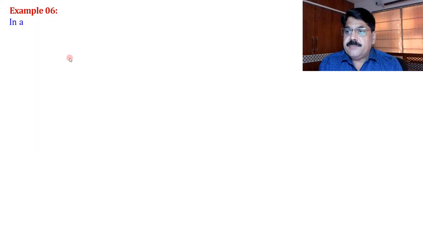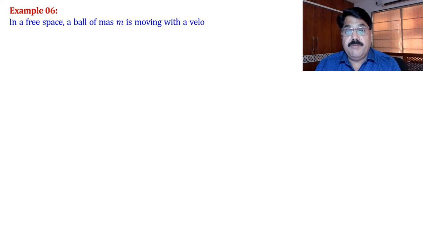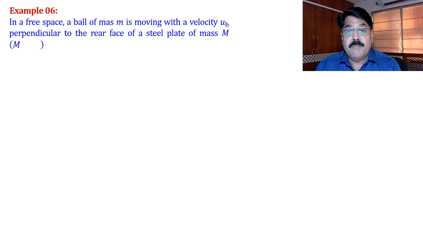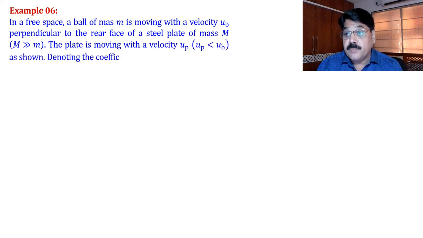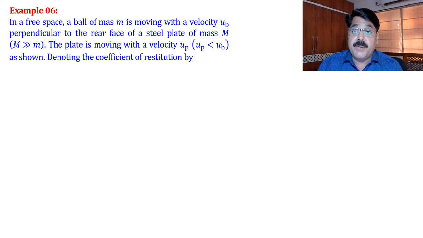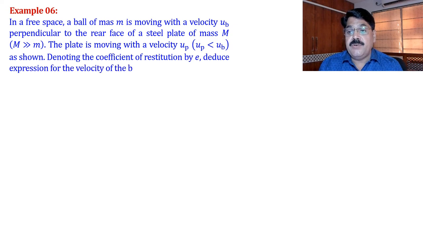Example 6. In free space, a ball of mass m is moving with a velocity u_b perpendicular to the rear face of a steel plate of mass M. M is much larger than small m. The plate is moving with a velocity u_p. u_p is smaller than u_b, so a collision occurs. Denoting the coefficient of restitution by e, deduce an expression for the velocity of the ball after the collision.